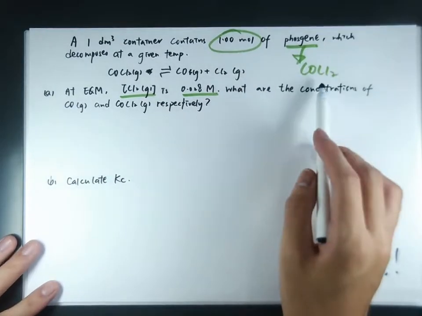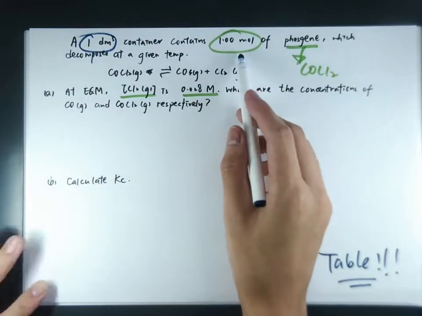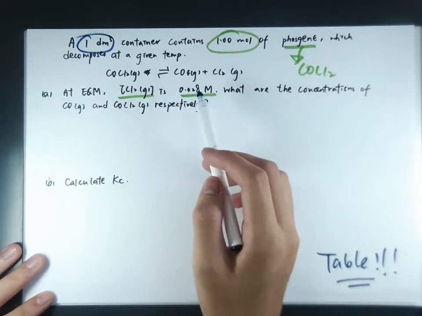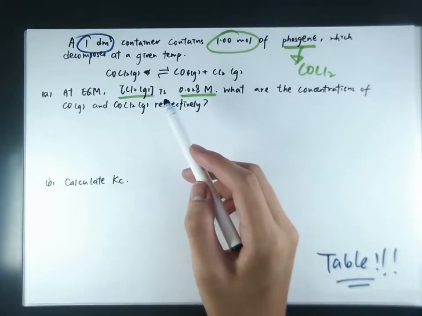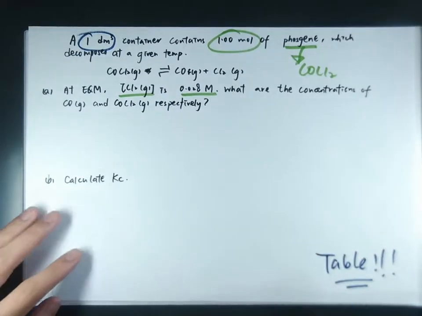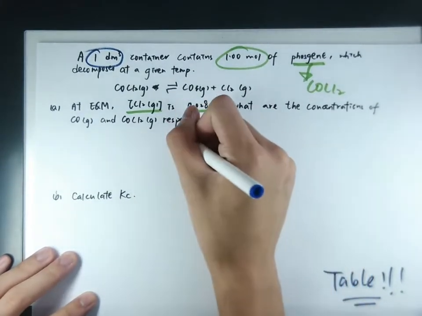So now we have the initial concentration of phosgene, okay? Phosgene is COCl2. Why? Because we have the volume and also the number of moles. And we have the concentration of Cl2, right? So we can find out all the information we need. How can we do it? Let's copy the equation first. First step, you copy the equation, okay?